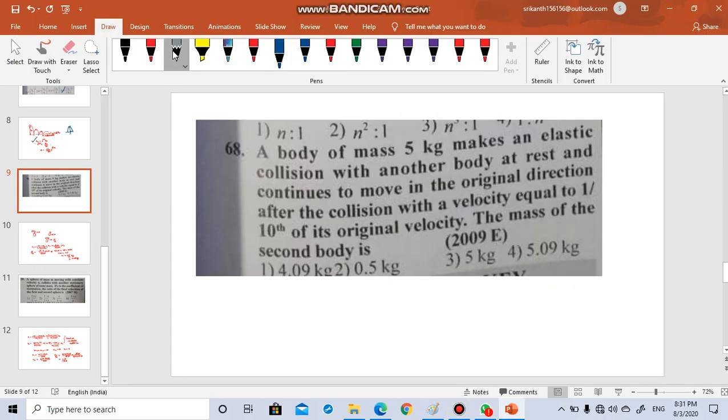Our discussion, we have, let's see one more question. A body of mass 5 kg makes an elastic collision with another body. You have to note these terms, elastic collision with another body at rest, and continues to move in the original direction. Direction also is given. After the collision with the velocity equal to 1/10 of original velocity. Okay. The mass of the second body is. So he is saying that the final velocity is 1/10 of the original velocity.